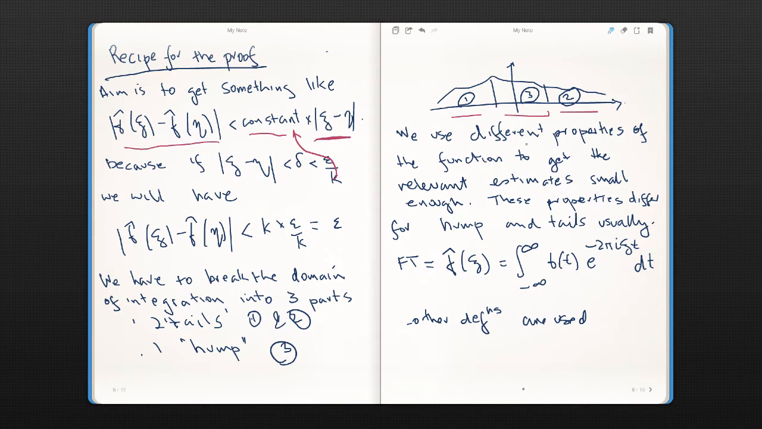And you've got to use different properties of the function to get the relevant estimates for each of these parts sufficiently small. So ultimately we're going to be looking at integrals of this form. Other definitions are used, and you just need to be aware of that. You can have different factors. You can have a minus pi i there, etc. You can have prefactors out the front. I won't go into that, but you just have to be aware that there are other definitions.